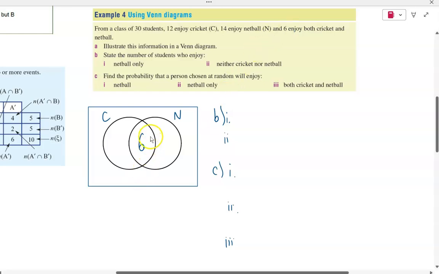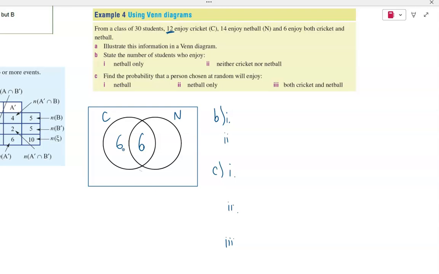From those who enjoy cricket, so this left-hand circle, I've already put 6 of them into the intersection. This is the biggest mistake people make. They put the 12 here, but that tells me 18 people like cricket, but there was only 12 that like cricket. So this number here should be 6 to give you the total 12, okay?